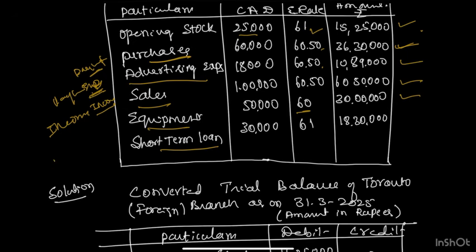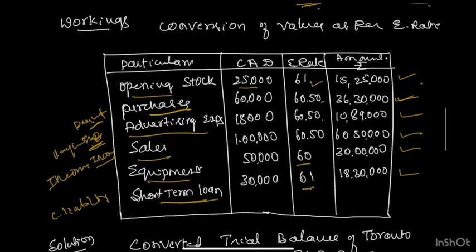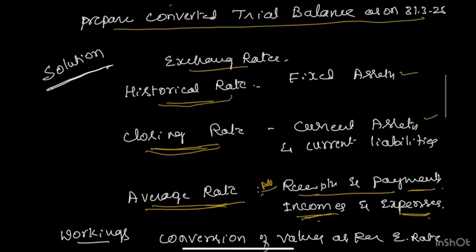Short-term loan is a current liability, right? Current assets and current liabilities, we need to consider closing rate. Okay, your current asset and current liability. Closing rate is 61. 30,000 Canadian dollar multiplied with the exchange rate of 61, so that you will get 18 lakh 30,000. So this is the information they asked us to prepare.